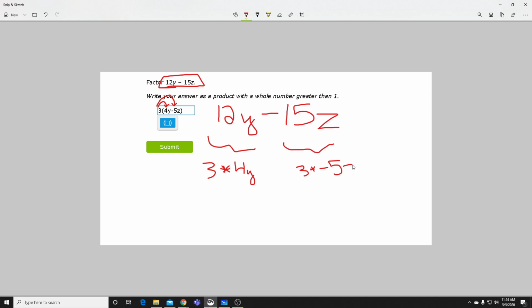So you see, when we factor, we're switching it around. We're undistributing it, if that makes sense.